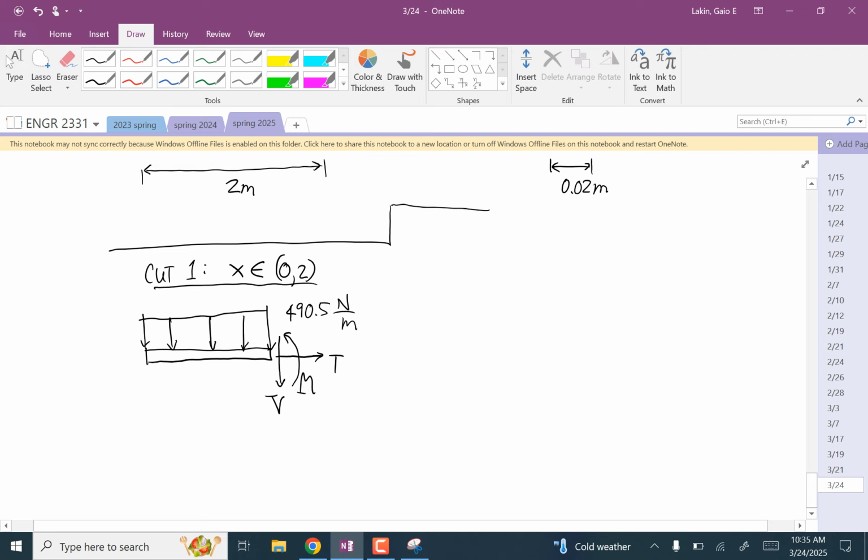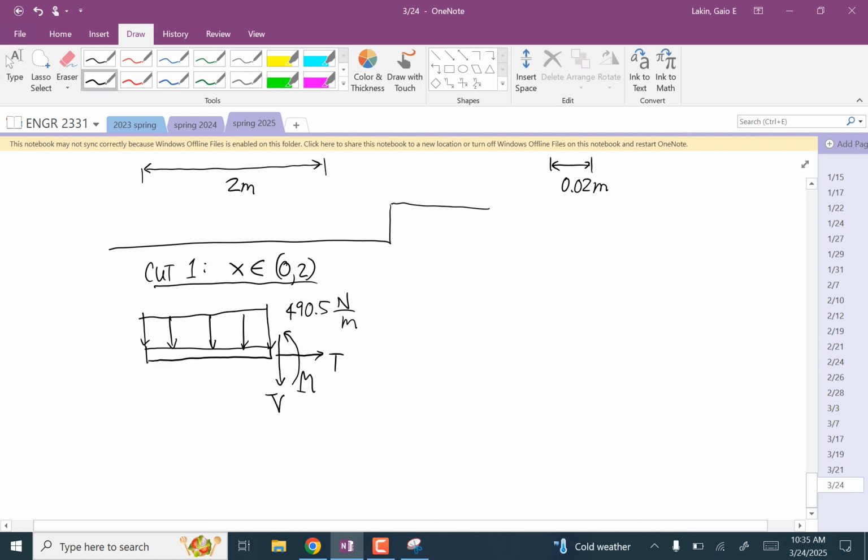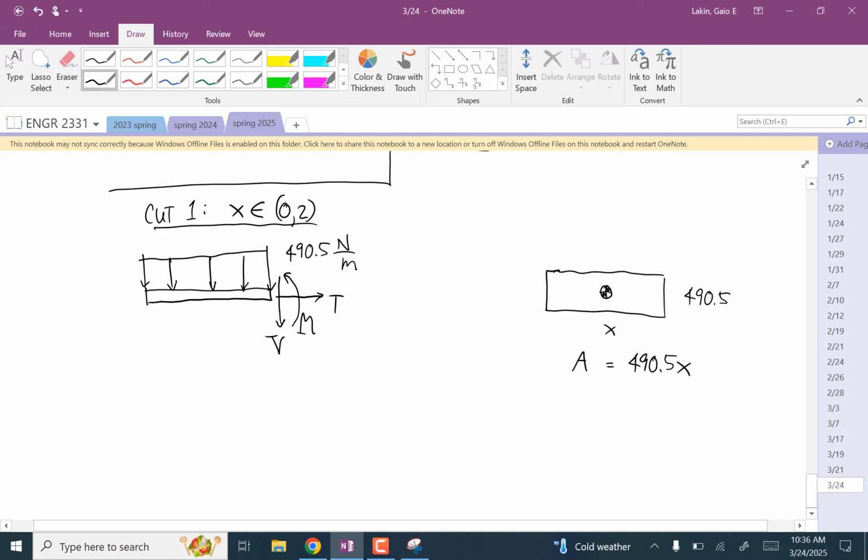Now to do the calculation, we have to treat that distributed load as a point force. The centroid of that distributed load is the middle. The length is x, the height is 490.5, and so the magnitude of the point force is 490.5 x. So we have this force down from the weight that's equal to 490.5 x. And then we have the internal loads.